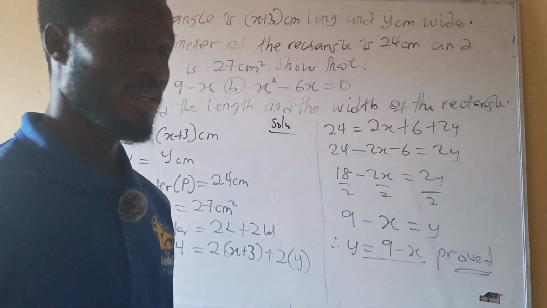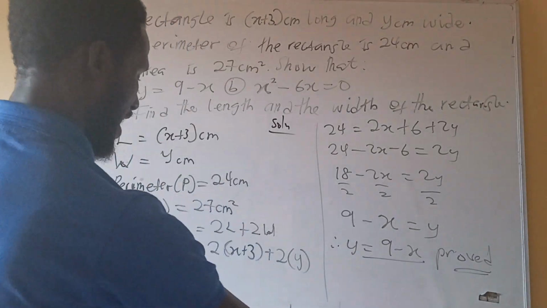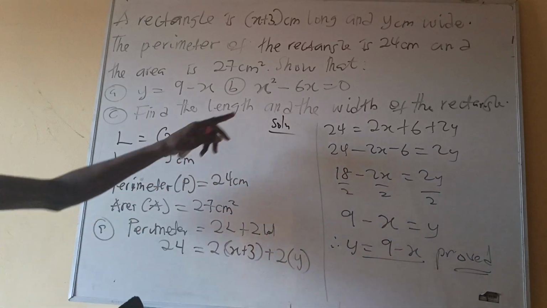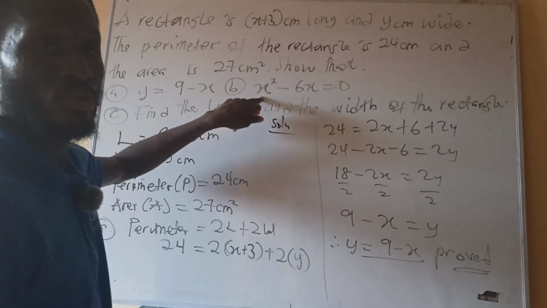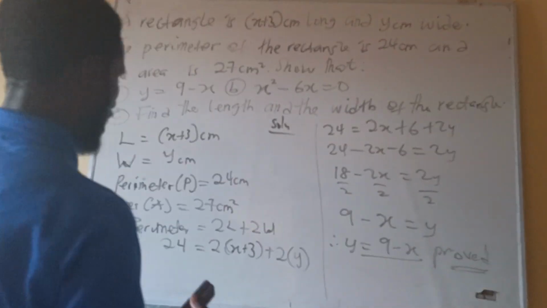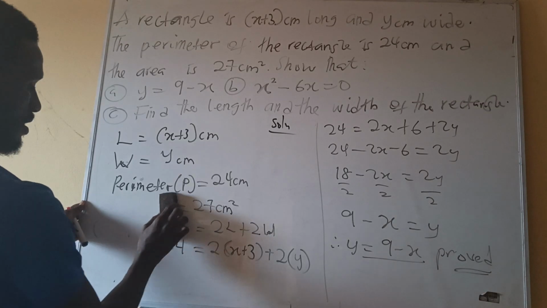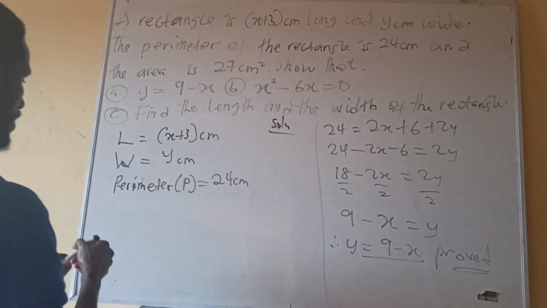Now moving on to the B. Now let's go for the B. Since the area was given in the question, I'm going to use the area to prove it. The B. We are supposed to show that x squared minus 6x is equal to 0. So let me continue from here. B.